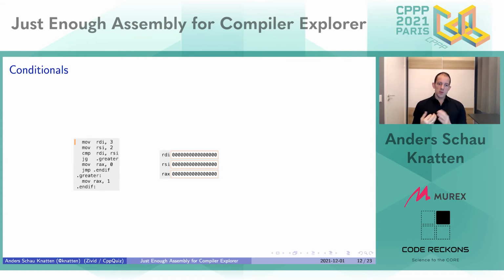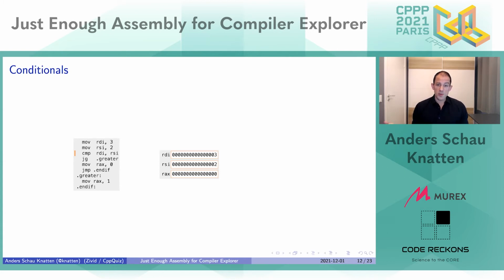So the first conditional we're going to look at is if. So we want to compare 2 numbers and just see if the first one was bigger than the second one or not. So let's first get the numbers in that we want to look at. Let's put 3 into RDI and 2 into RSI. So now we have these 2 numbers, and we want to somehow compare them and see if RDI is bigger than RSI. I want to store true in RAX. So I'm going to put a 1 in RAX to represent true.